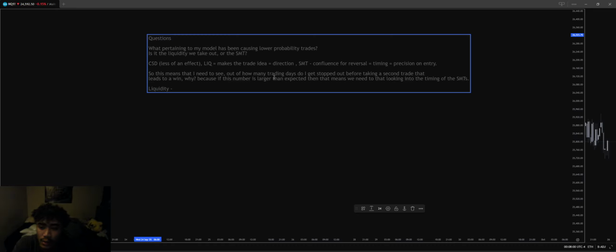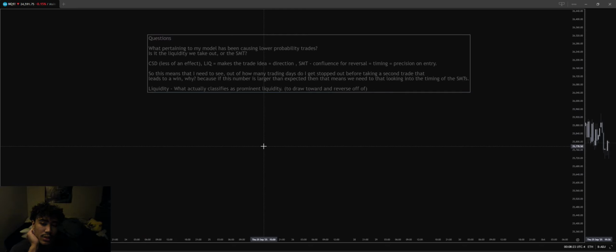Liquidity. What actually classifies as prominent liquidity to draw toward and reverse off of? An okay question, I think. I don't know, maybe it's a good question.